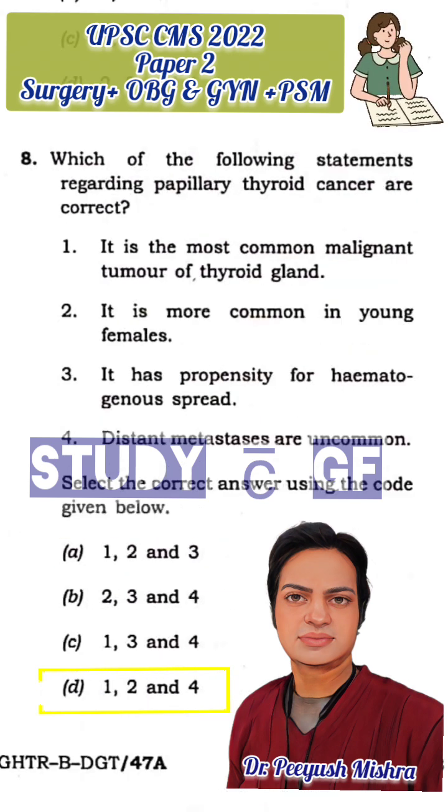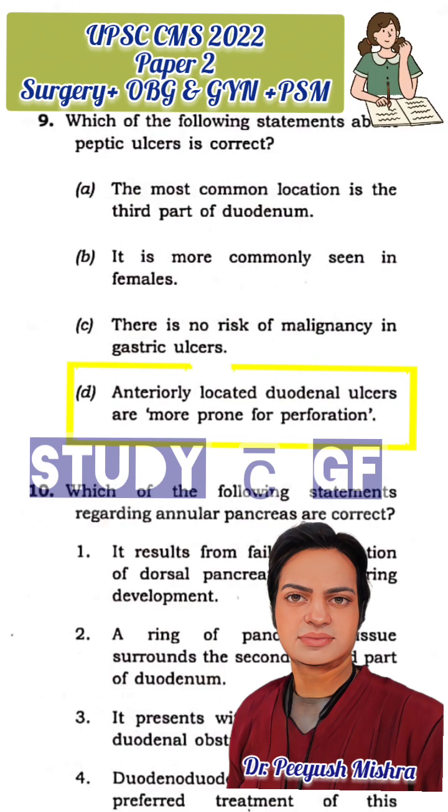Which of the following statements regarding papillary thyroid cancer are correct? It is the most common malignant tumor of thyroid gland. It is more common in young females. Distant metastases are uncommon. Statement correct about peptic ulcer: anteriorly located duodenal ulcers are more prone for perforation.